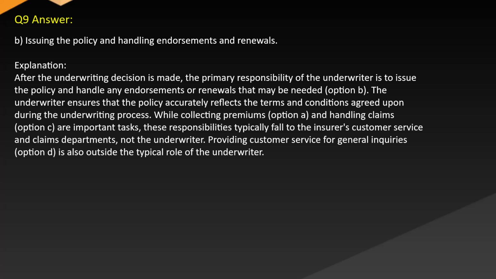Explanation: after the underwriting decision is made, the primary responsibility of the underwriter is to issue the policy and handle any endorsements or renewals that may be needed, option B. The underwriter ensures that the policy accurately reflects the terms and conditions agreed upon during the underwriting process, while collecting premiums, option A, and handling claims, option C, are important tasks. These responsibilities typically fall to the insurer's customer service and claims departments, not the underwriter. Providing customer service for general inquiries, option D, is also outside the typical role of the underwriter.